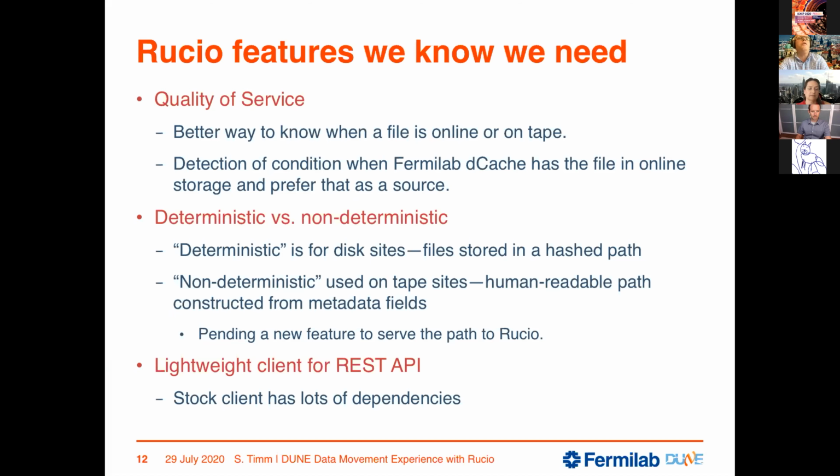Rucio has a notion of deterministic or non-deterministic. On deterministic disk sites, files are stored in a hash path. On non-deterministic sites, it's a human-readable path that's constructed from metadata fields. So right now we're just putting these in place to write to non-deterministic sites. We need a new feature. And then we're looking for a lightweight client for the Rucio REST API.